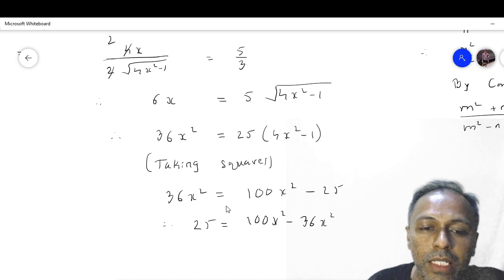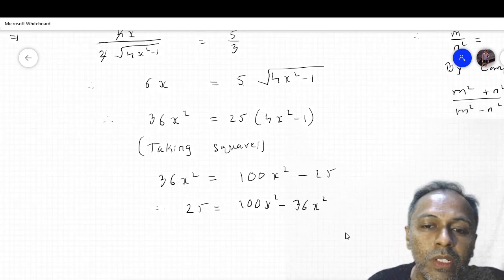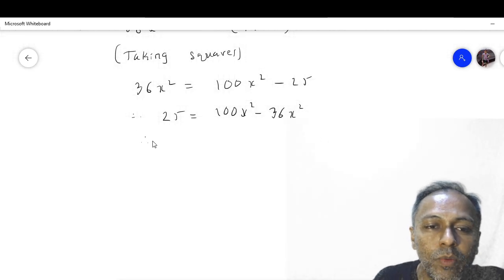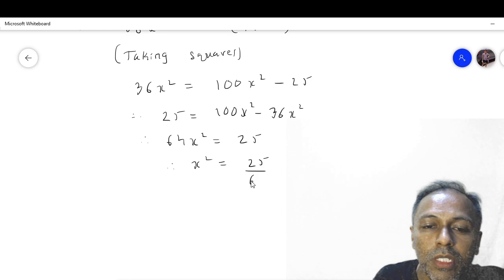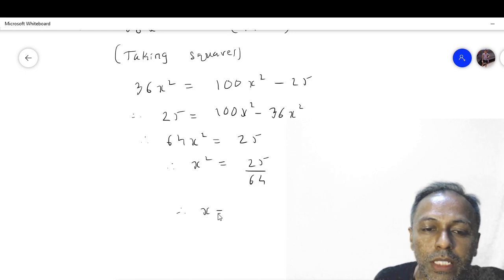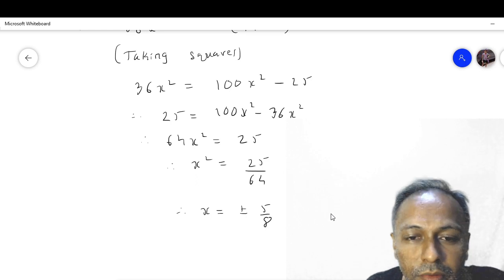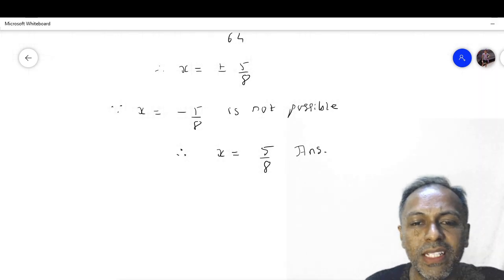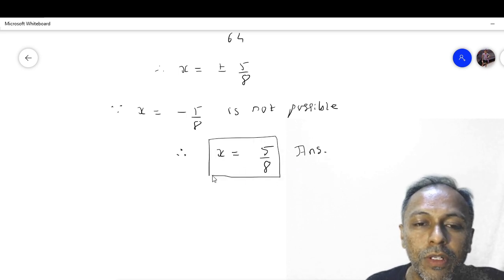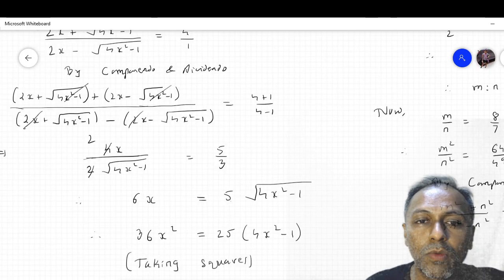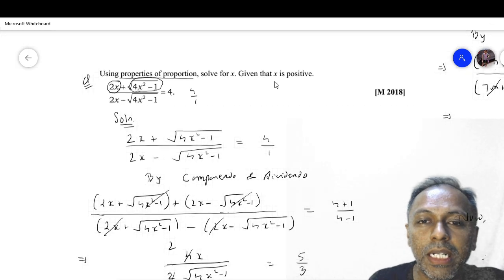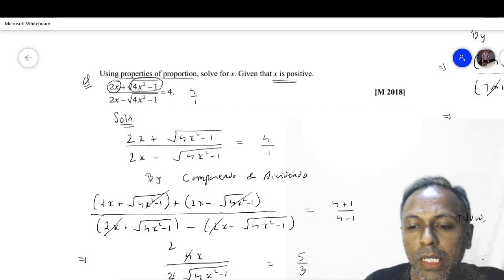This you can orally tell is 64x square. So 64x square can be written as equal to 25. Therefore x square is equal to 25 upon 64. Therefore x is equal to plus or minus 5 upon 8. Therefore x is equal to 5 upon 8 is the answer, because the question contained x is positive. That's why we will reject the negative value, as it was said in the question that given that x is positive, right?